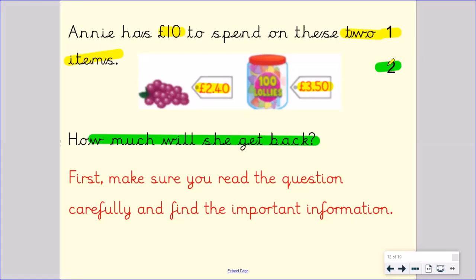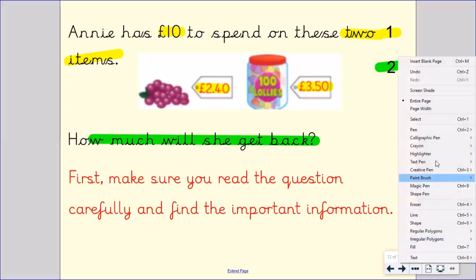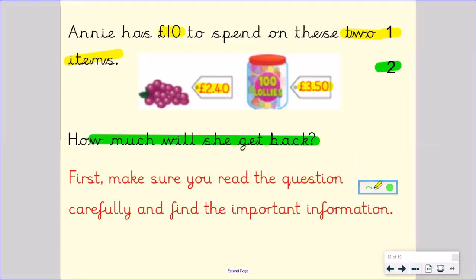You can see I've split these into two parts. So I've got the first one, which is how much these two items cost. And then the second one is how much will I get back? And in fact, I've made a little bit of a mistake there because that £10 should actually be part of the second part, because it's what I'll need to find out what I get back. So to begin with, I just need to know the £2.40 for grapes and £3.50 for lollies.